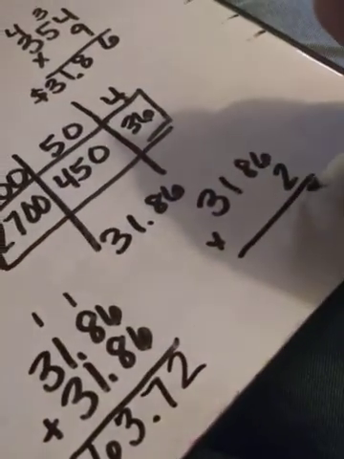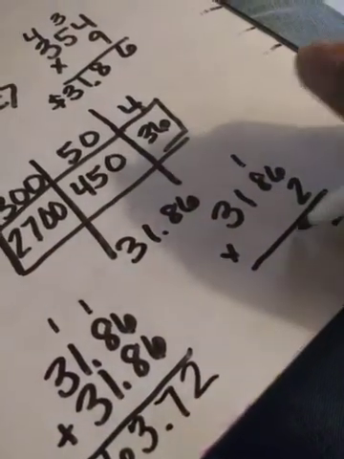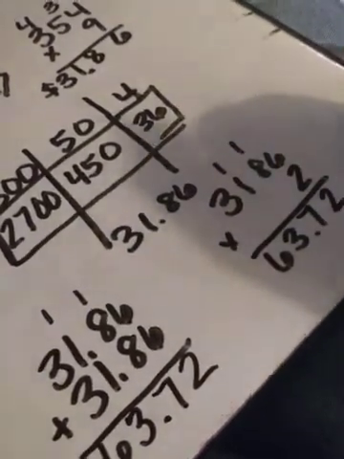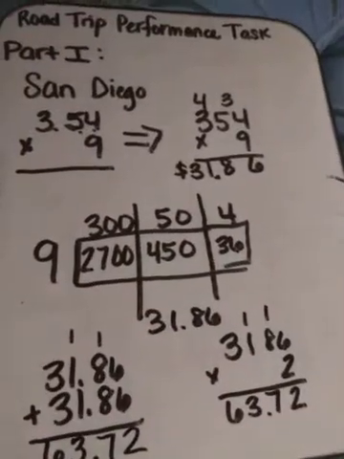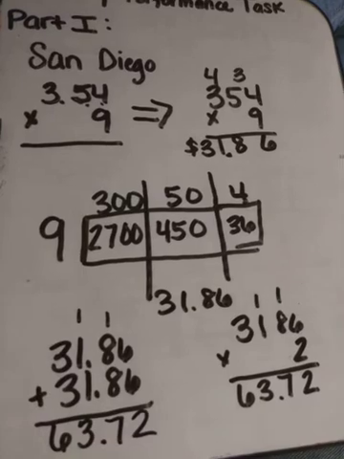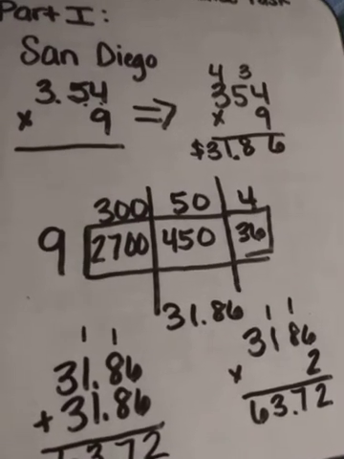And if I do it over here, 6 times 2 is 12. That gives me that. It gives me that. It gives me that. So for my pick my destination and for my gas, I came up with $63.72 to get me to San Diego, California.